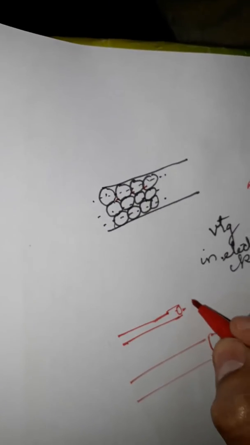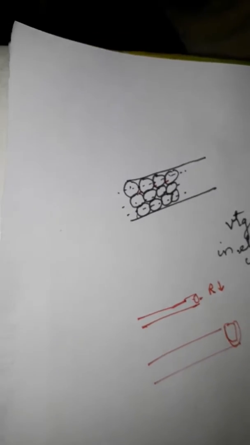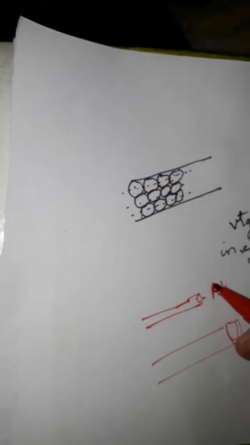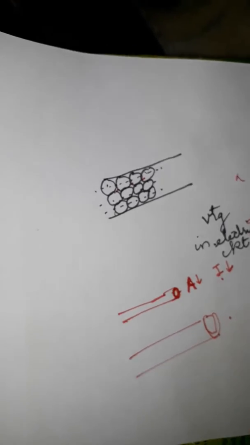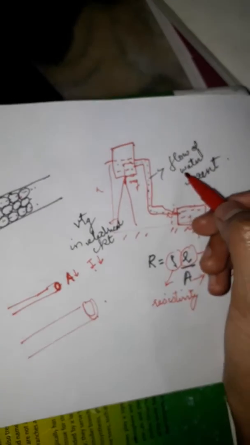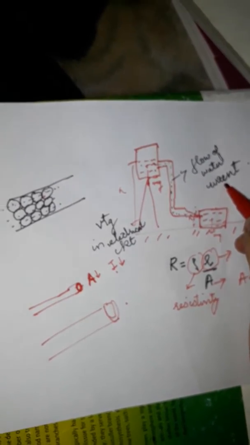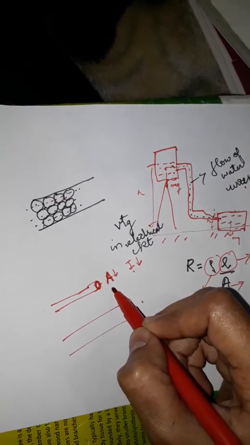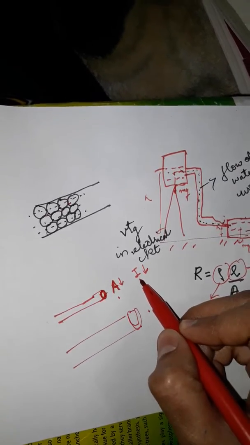So if area is less, this is area, water will also be less, so current will also be less. What is analogous to water in the electrical circuit? Current. So if area is less, obviously water will be less, therefore current is less.